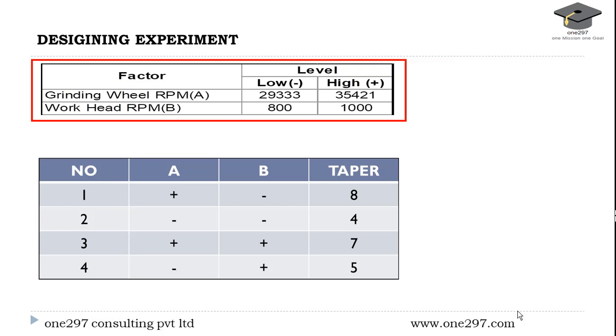As you can see from the table, first A is positive and B is negative. Then A is negative, B is negative. Then the third condition, A positive, B positive. And the fourth condition, A negative, B positive. Positive or negative means high or low.